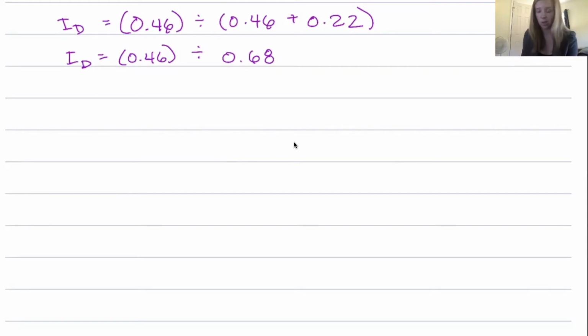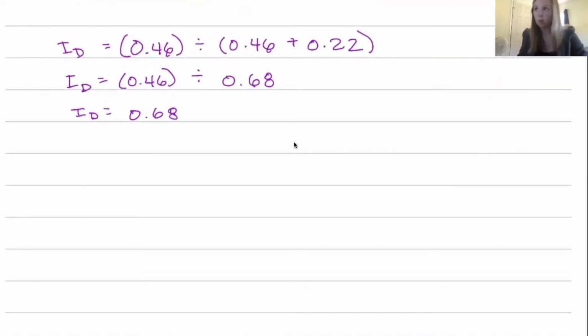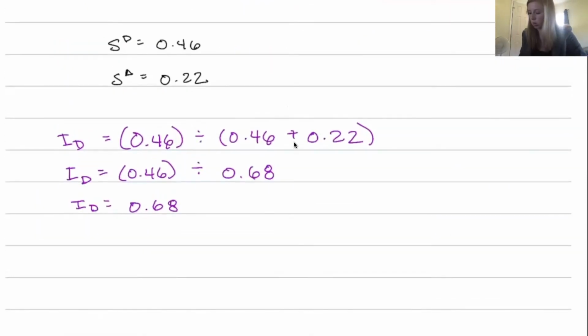And I can't do that one in my head, so let me just whip out my calculator real quick. 0.46 divided by 0.68. Okay, so once we divide those numbers, the answer is 0.676, so I'll go 0.68 with standard rounding rules. So the discrimination index for that particular example is 0.68.